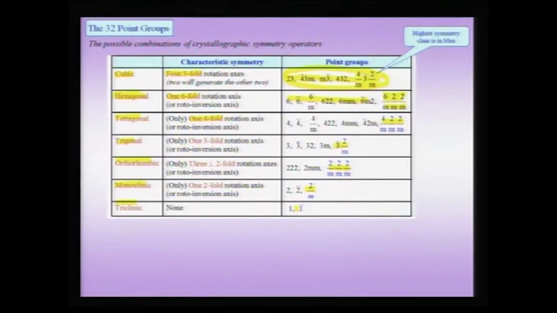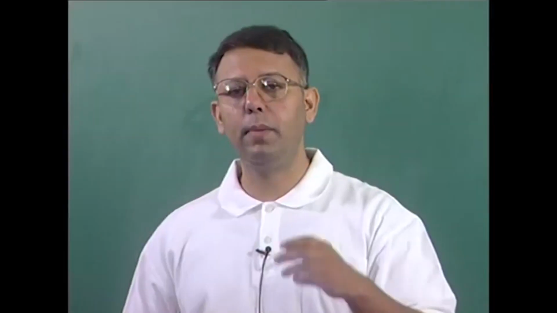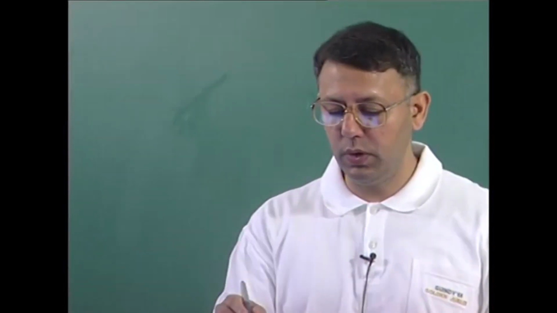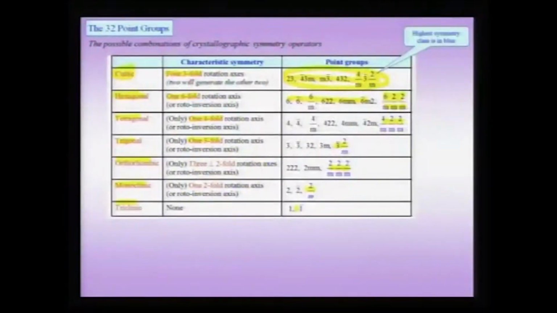A trigonal crystal has only 1 3-fold axis, and if a crystal ends up having 2 3-fold axes, then it will end up having 4 3-fold axes, and actually then it will start coming into the cubic class and not in the trigonal class. Similarly, an orthorhombic crystal has 3 perpendicular 2-fold axes. A monoclinic crystal has 1 2-fold axis. A triclinic crystal at best can have an inversion symmetry, or at worst can have only translational symmetry.